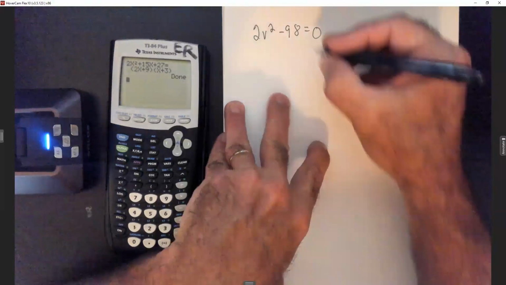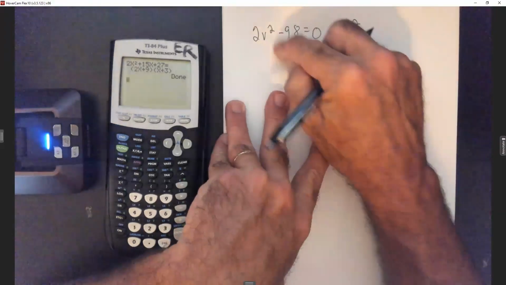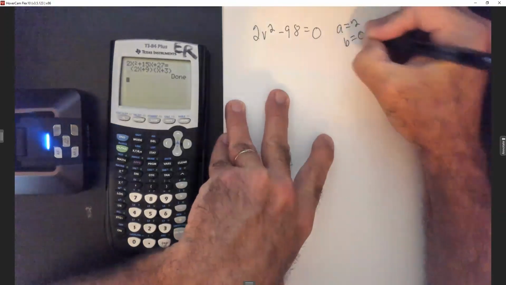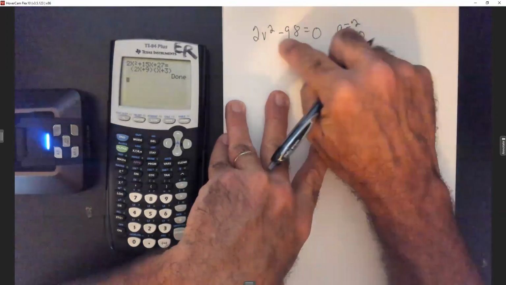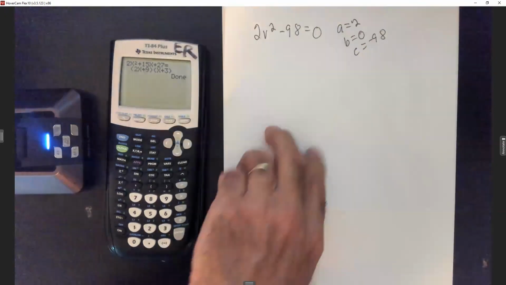So if you were going to use quad, A would be 2. There's no v term in the middle, so B would be 0. C would be negative 98.